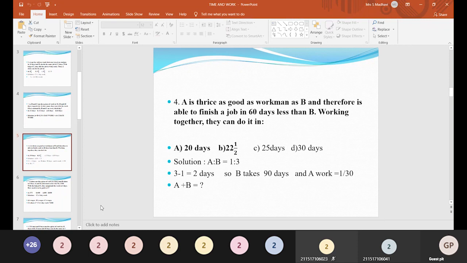A and B together can do the work in 45 by 2 days. See, A plus B's 1 day's work is 2 by 45, so the number of days is 45 by 2. If it is converted into a mixed fraction, it is 22 1 by 2. Here option B is the right answer. Working together, they can do it in 22 1 by 2 days.